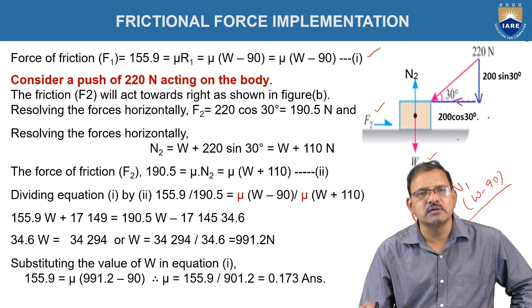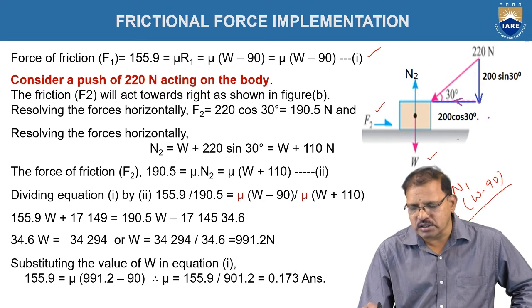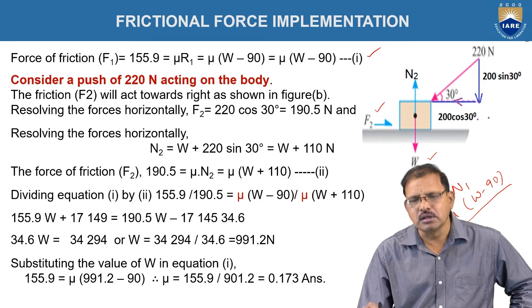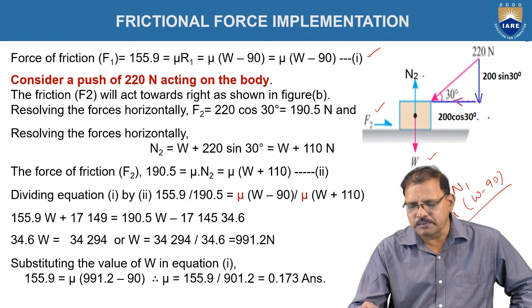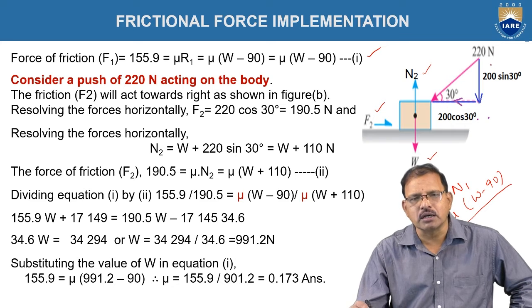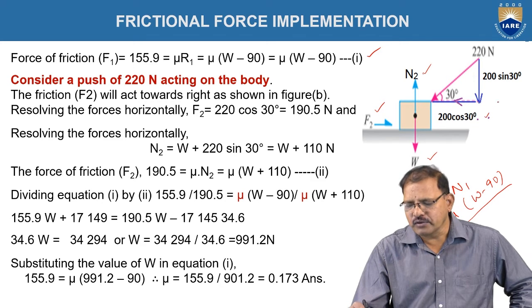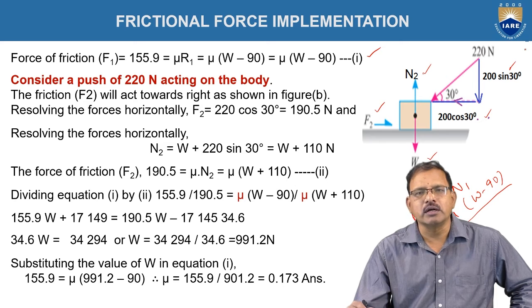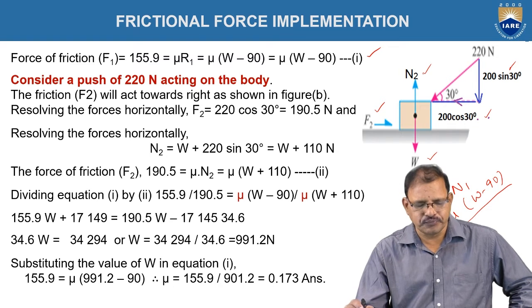W remains constant for both the cases. It is acting in the downward direction and represented as W. And N2 is the normal reaction, which is perpendicular to the plane. The pulling force is given as 220 newtons, acting at an angle of 30 degrees to the horizontal. When it is resolved into two components, the horizontal component is 220 cos 30 and the vertical component is 220 sin 30.